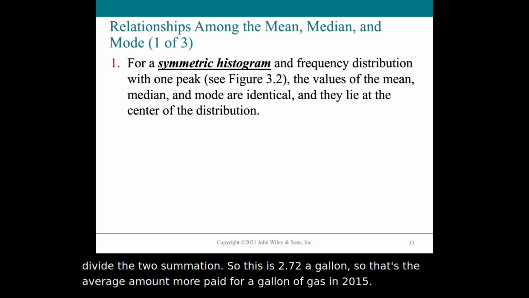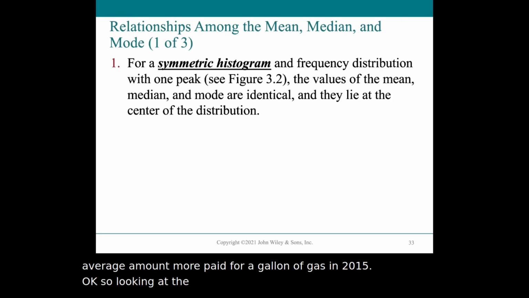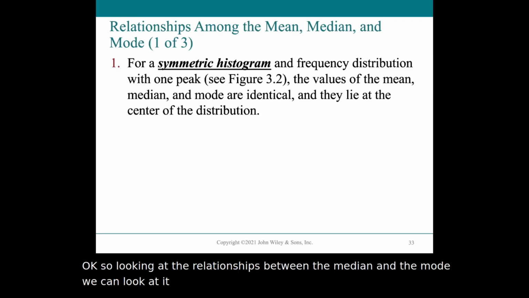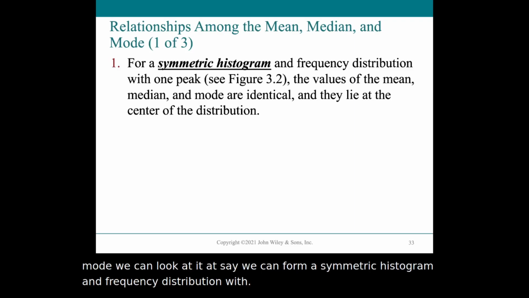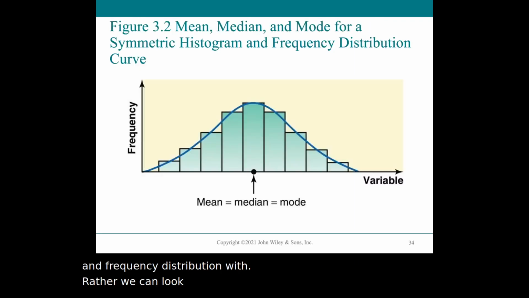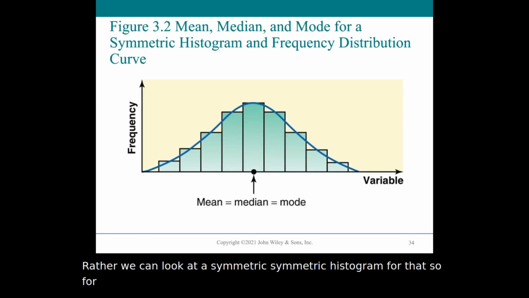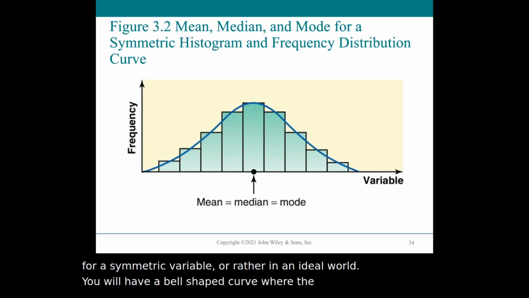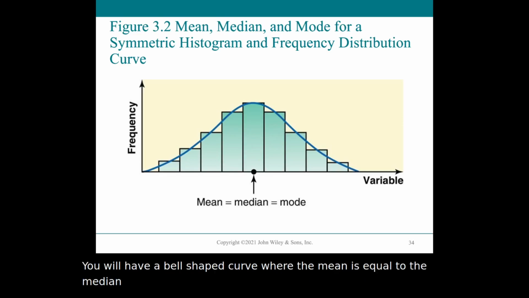Okay, so looking at the relationships between the mean, the median, and the mode, we can look at a symmetric histogram and frequency distribution. For a symmetric variable, in an ideal world, you will have a bell-shaped curve where the mean is equal to the median and the mode for your population.